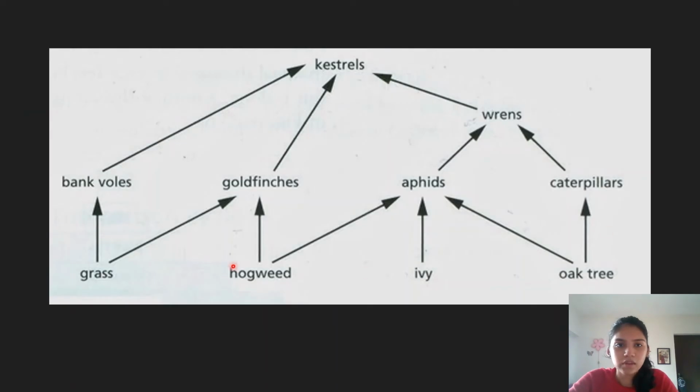Okay, now this is a very popular IGCSE food web. So we're just going to look at it now. Here, you can see there are 4 organisms that start at the bottom of the food web: grass, hogweed, ivy, and oak tree. So all 4 are going to be producers. That means they get their energy from sunlight via photosynthesis, and they convert it to chemical energy. Caterpillars, aphids, goldfinches, and bank voles are all primary consumers because they are the first organisms to feed on other organisms. You can see the arrows are going towards them, which means they are feeding on the producers.